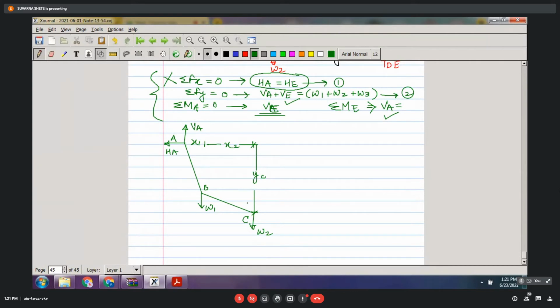Okay. Now if I consider this part, if I cut this part from my parent cable section or entire cable segment, as I say that the entire cable segment is in equilibrium, I can also say that the isolated part of it must be in equilibrium. So now can I take moment of all the forces about C equal to 0?